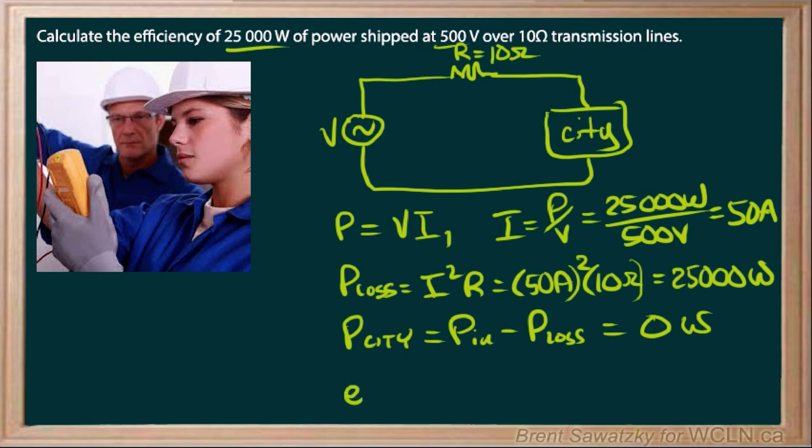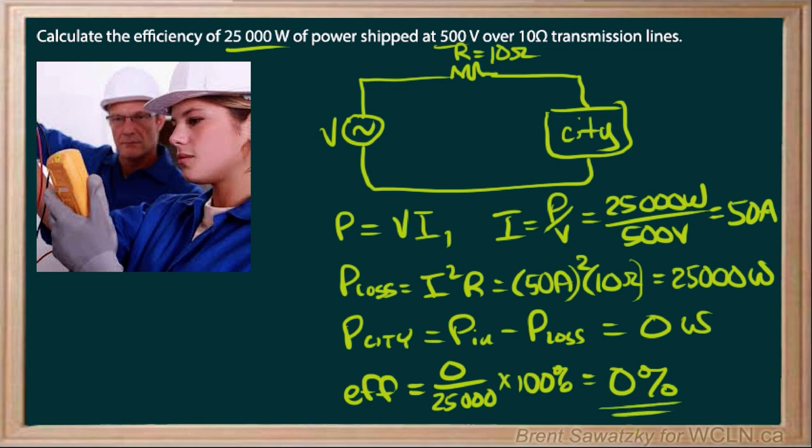To finish off, just as proof of concept on where we know this is going, the efficiency isn't looking very good. In fact, 0. We can say the useful power, 0, over the power in, which was 25,000, and then times 100 to turn it into a percent. And of course, that comes out to be 0%. So efficiency, 0%. Okay, not well designed.